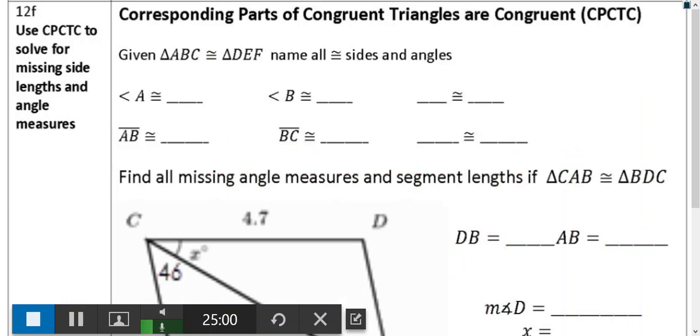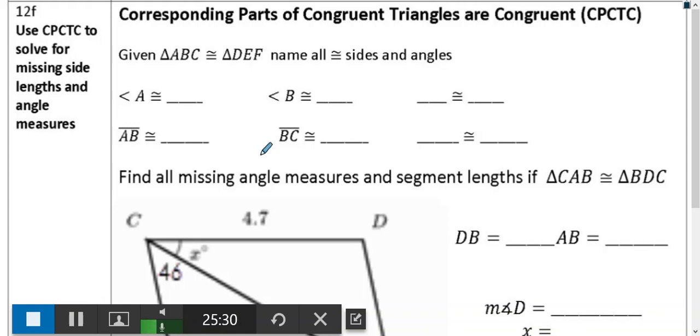I'm going to look at 12F now. Corresponding parts of congruent triangles are congruent. This is in effect the converse of these theorems that we've looked at, the side, side, side, and so forth. The converse is what we call CPCTC. Corresponding parts of congruent triangles are congruent. In other words, we use this to show that the angles or the sides are congruent.